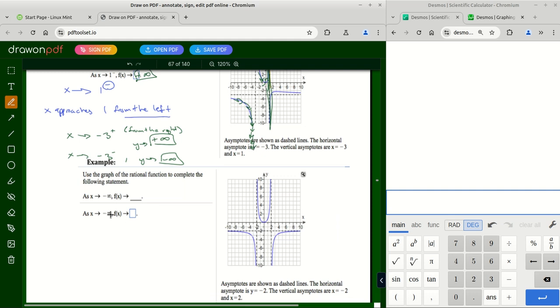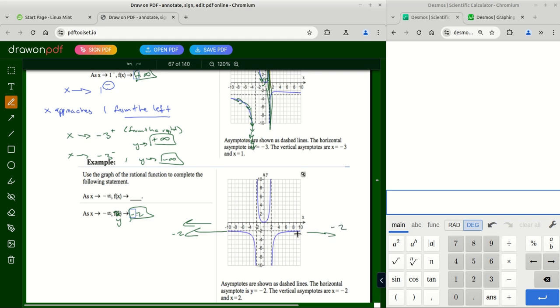So negative infinity is this way. So I'm going this way. What would be the y value? This f of x, this means y. So what's my y value? What's the height? It's at negative 2. I'm going this way, but what's my height? It's negative 2. And there's your answer. Same thing if you were going this way, it would be a negative 2 as well. Just whatever the height is.